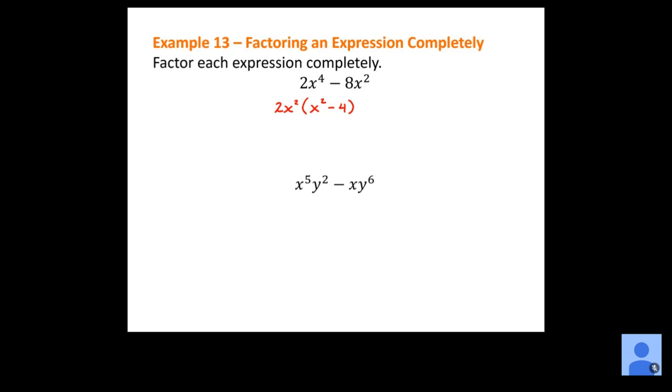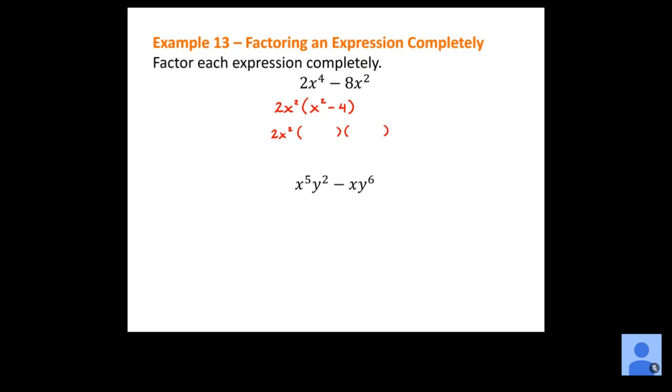Now, once you've taken out the common factor, we still want to look at what's left over and see if we can do anything else with it. Notice in this case, x squared minus 4 is actually a difference of squares, right? X squared is a perfect square, 4 is a perfect square, and we have the subtraction. So I'm going to keep the 2x squared.